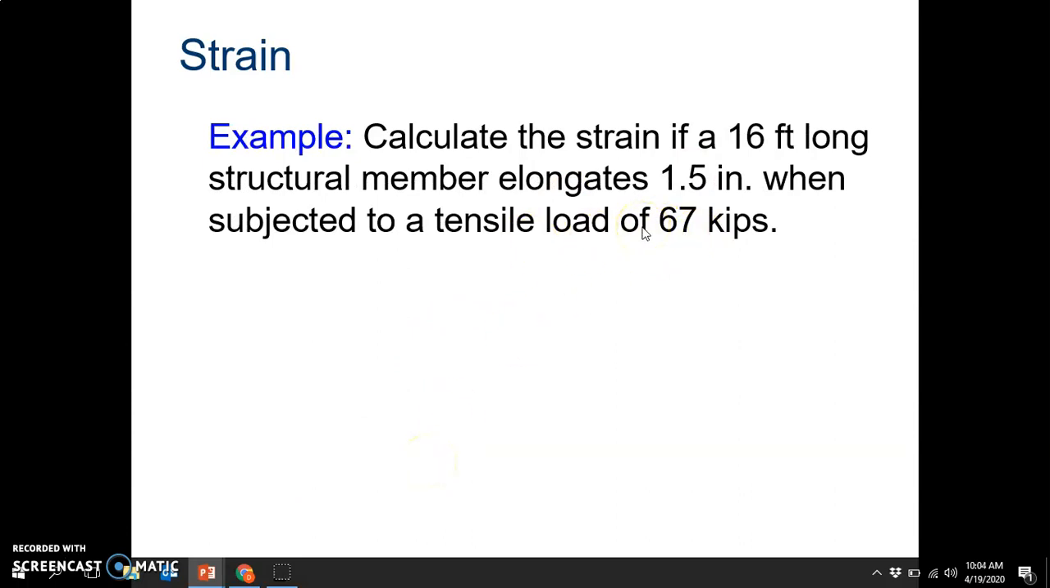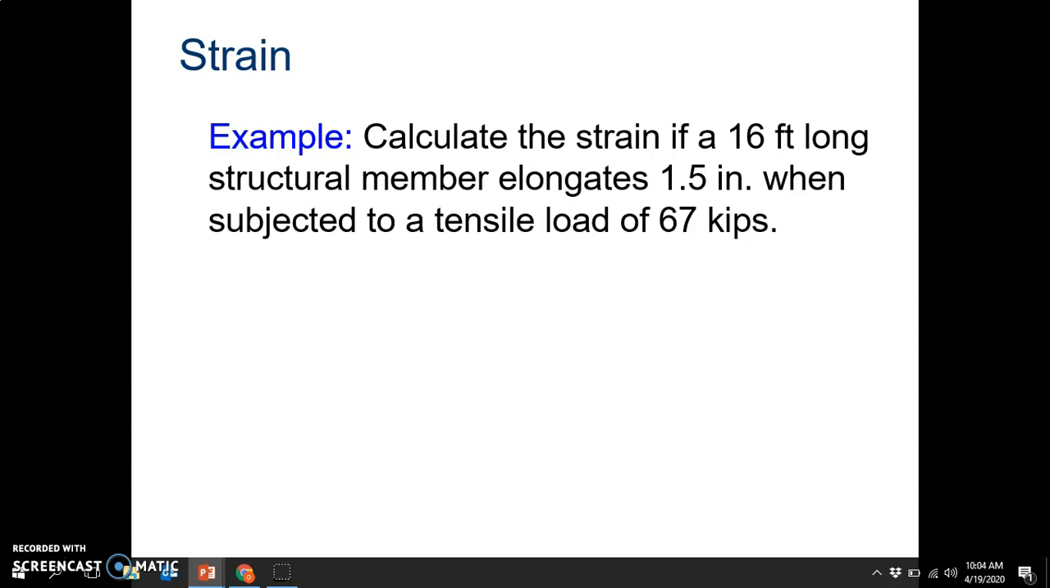I can tell you what the strain is just by saying, okay, change of L is what? What is the change in L? How much is this piece elongating? Answer it. How much is this piece elongating? Good. It's like we're in an episode of Dora the Explorer. 1.5 inches. Okay? And then we're going to divide that by the original length.